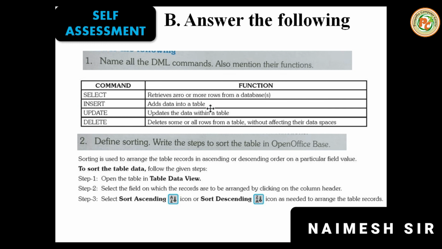Define sorting, write the steps to sort the table in OpenOffice base. So sorting is used to arrange the table records in ascending or descending order. To do so, we have to click on the table data view, and here we have two options. This is for the ascending A to Z down arrow key, and Z to A, that is called the descending order.